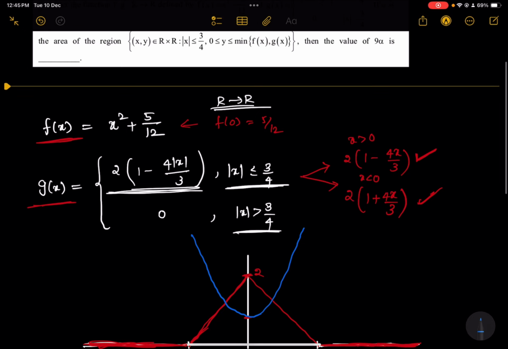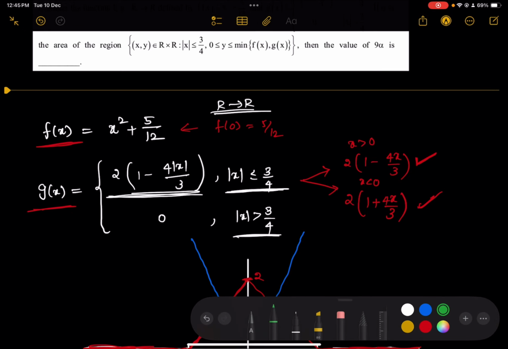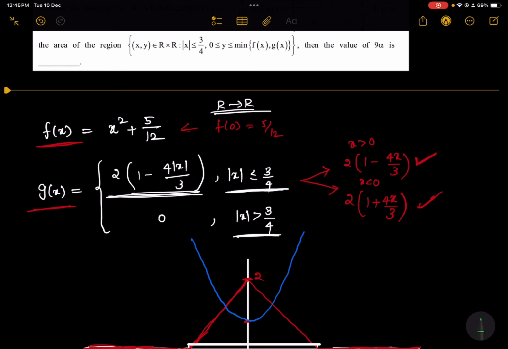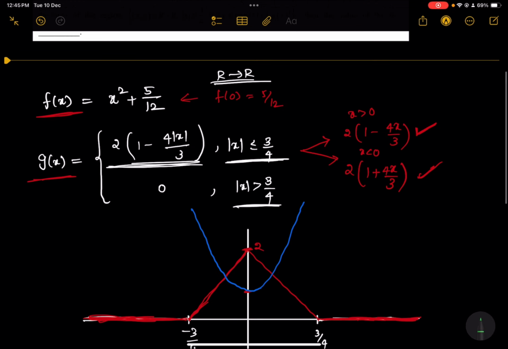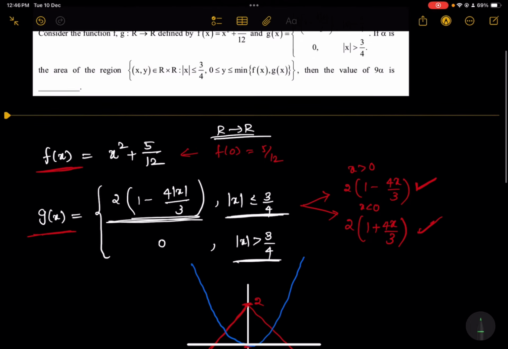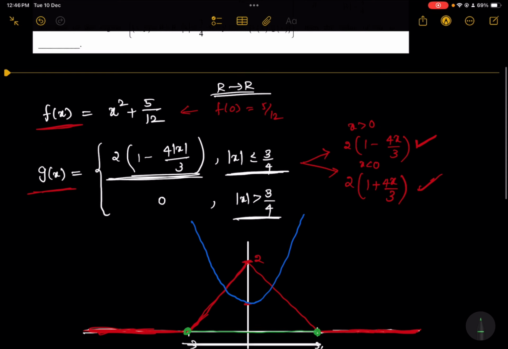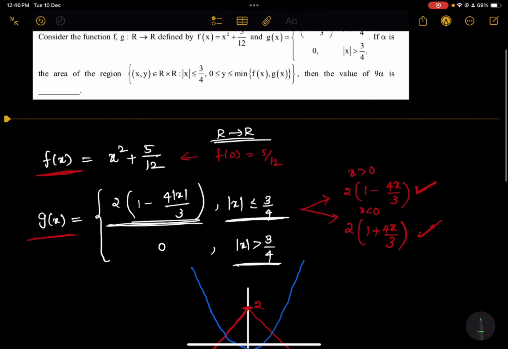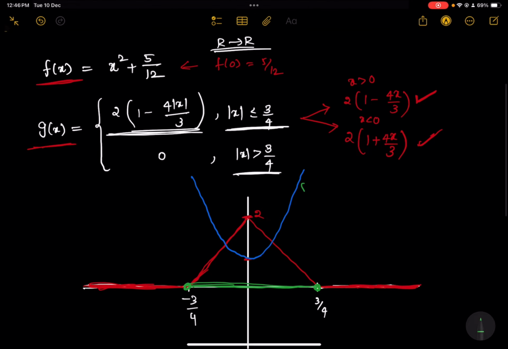Now what is the area that we have to find out? The area we have to find is mod x less than or equal to 3 by 4, so it should lie between minus 3 by 4 and plus 3 by 4, and 0 less than or equal to y, so it should lie above the x-axis, and below the minimum of f of x and g of x. This is f of x, this is g of x, so we have to take the minimum. So this is the minimum till this point, and after that blue becomes minimum, and again here red becomes minimum. So this green area is what we have to find out.